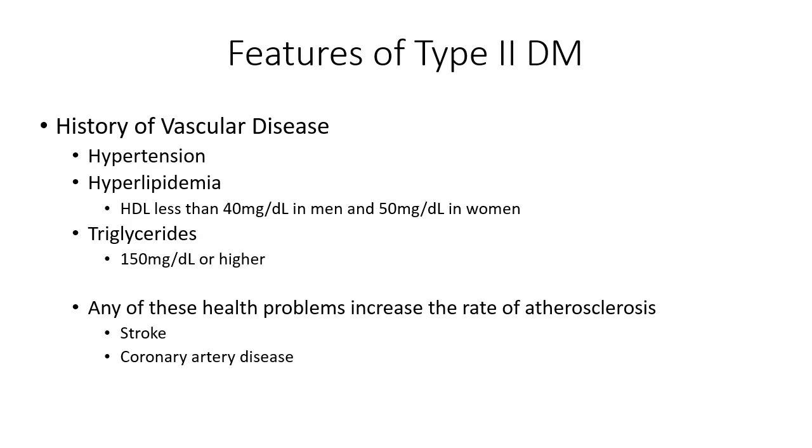So features of type 2 diabetes: a history of vascular disease, which is hypertension, hyperlipidemia. The HDL is less than 40 milligrams per deciliter in men and 50 milligrams per deciliter in women. Triglycerides are 150 milligrams per deciliter or higher. Any of these health problems increase the rate of atherosclerosis. Atherosclerosis leads to stroke and coronary artery disease.